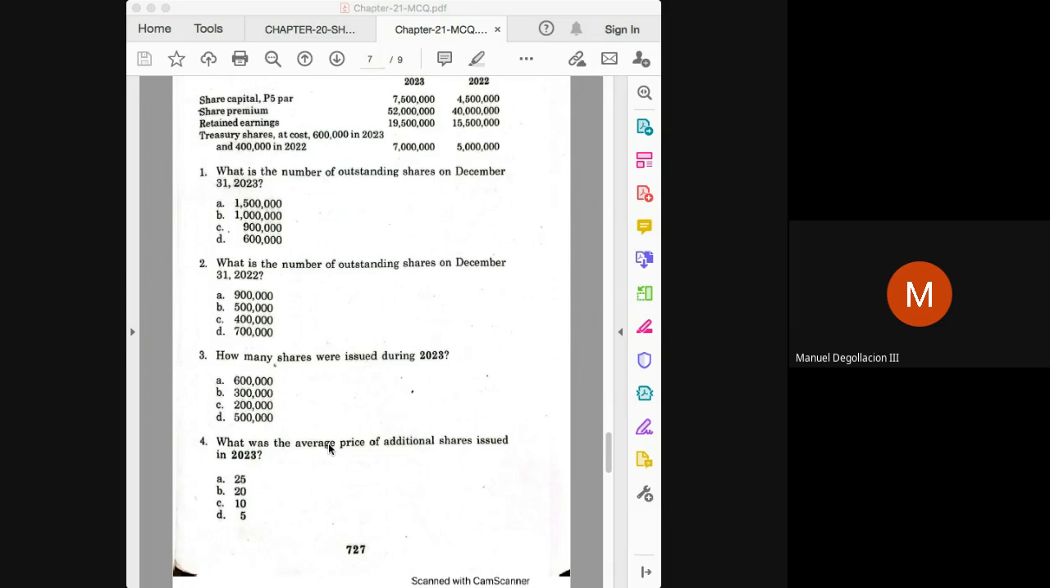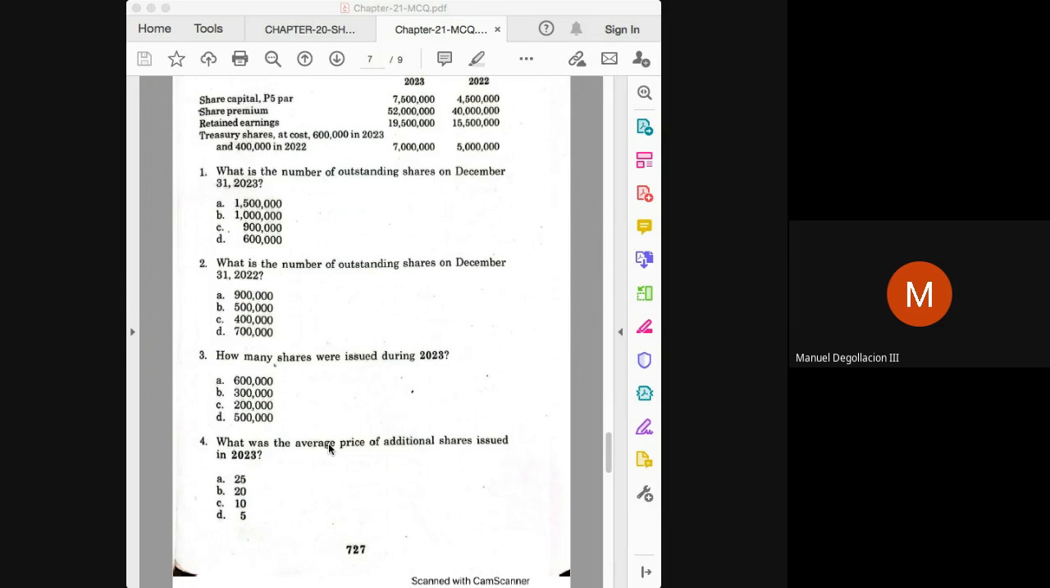How much was the share? Because the share premium gives you the excess over the par. Okay. How much was the share premium in 2022? 40,000. Okay, and then that 40,000 is for the 900,000 issued shares. What happened in 2023 is now 52,000, and this time this 52,000 is for the 1,500,000 issued shares.